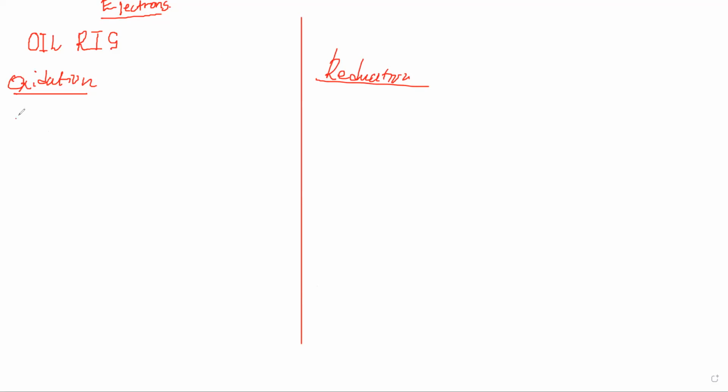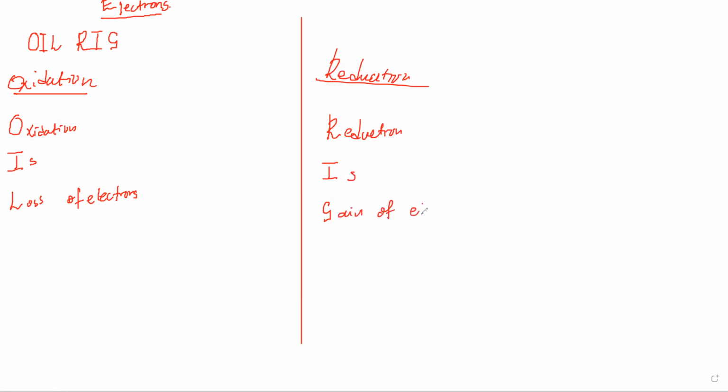Oxidation is loss of electrons, okay? Reduction is gain of electrons. Are we on the same page, guys?